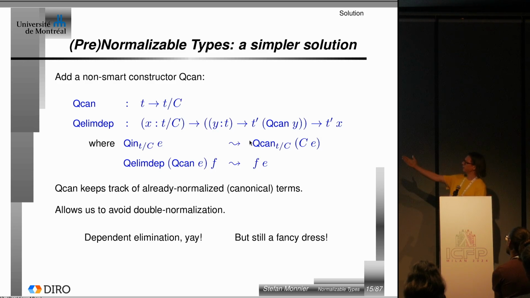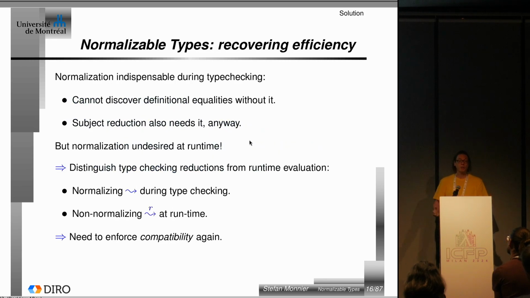Dependent elimination works, but still, it's just a fancy dress for smart constructors, really. We didn't actually gain anything compared to just using smart constructors. We're just working hard to do nothing. And what I really want is not to have to canonicalize my values. So how do I recover efficiency? And now I have to really take a step back. How can I recover my efficiency?